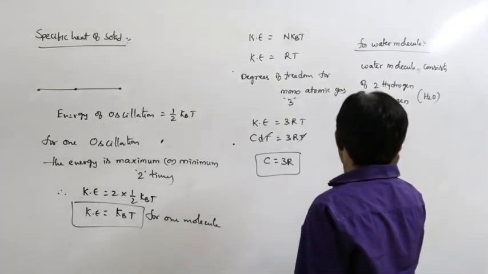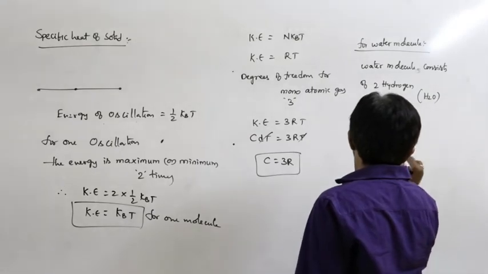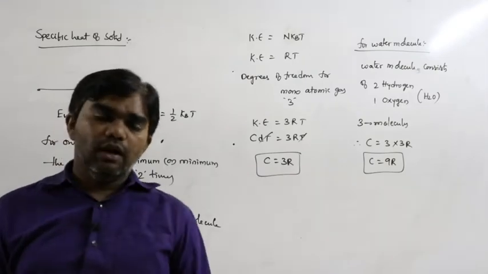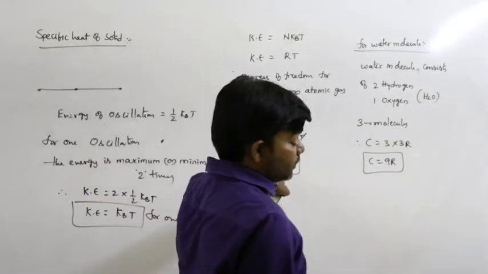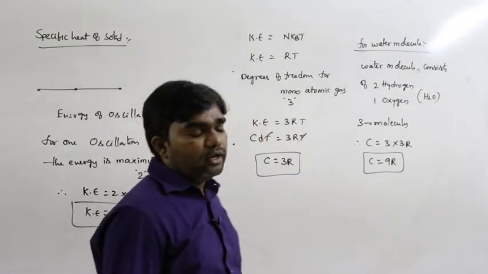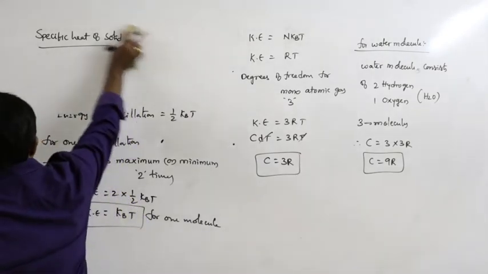So therefore specific heat is equal to 3 into 3R, so C is equal to 9R. What is the specific heat of the water molecule? 9R. What is the specific heat of the solid? 3R. Specific heat of the solid is 3R and specific heat of the water molecule is 9R. This is specific heat. Next.